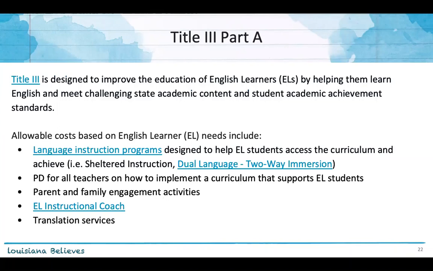Title III is designed to improve the education of English learners by helping them learn English and meet Louisiana student standards. Allowable costs based on English learner needs include language instruction programs designed to help EL students access the curriculum and achieve, PD for all teachers on how to implement a curriculum that supports EL students, parent and family engagement activities, an EL coach, or translation services. There are several resources to address EL needs linked to this slide.